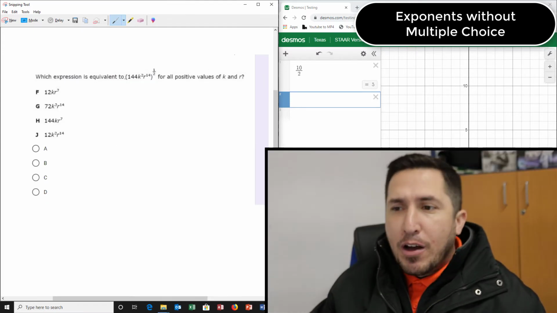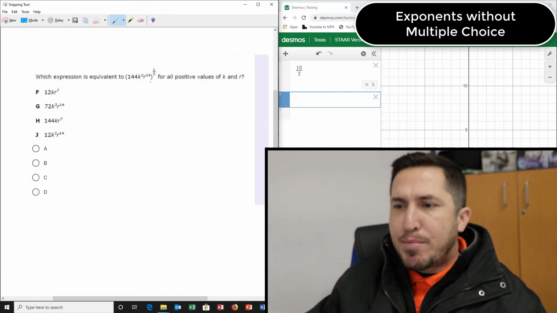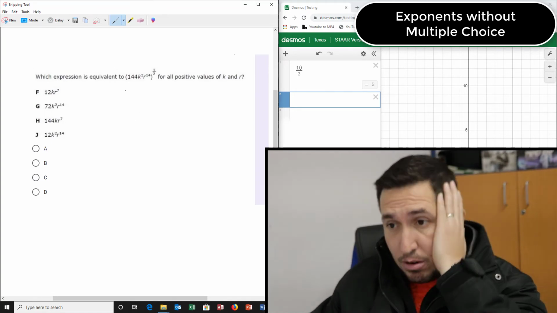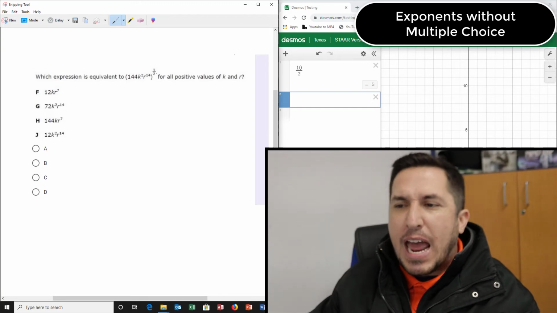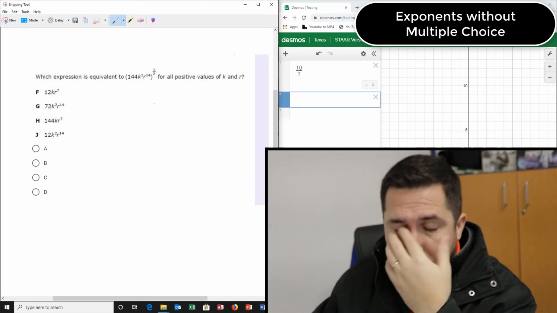Last one right here. Here he goes. I got parentheses 144k. Blah, blah, blah. Oh, shoot. All right. It doesn't look bad, but I got this 1/2 at the back, and it's really bothering me. I don't know what to do with him.